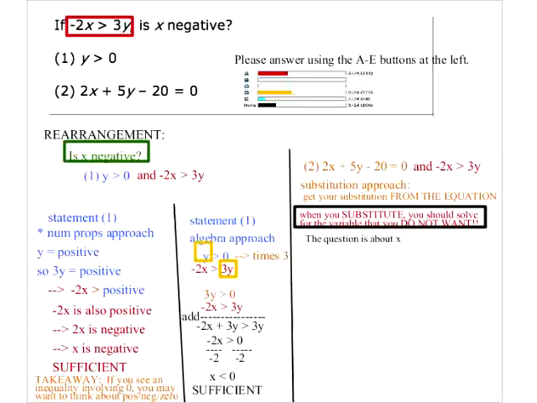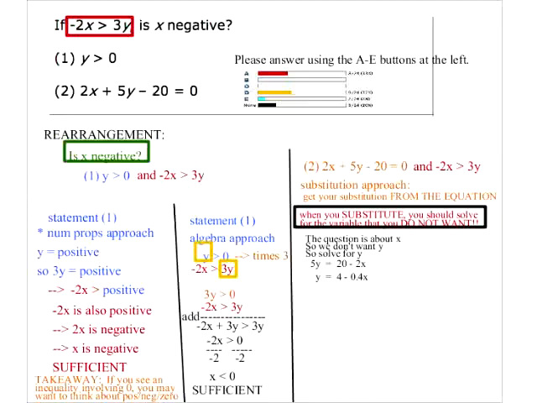Dyslexia doesn't help. We don't want y, so solve for y. You get 5y; move the stuff to the other side of the equation, so 5y is 20 minus 2x. So y is that divided by 5. You get 4 minus 0.4x.